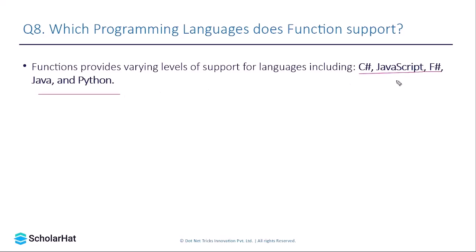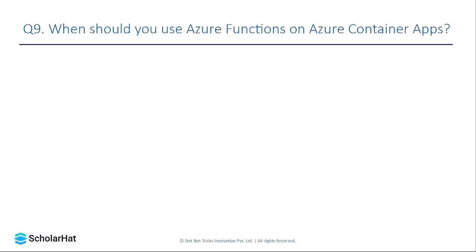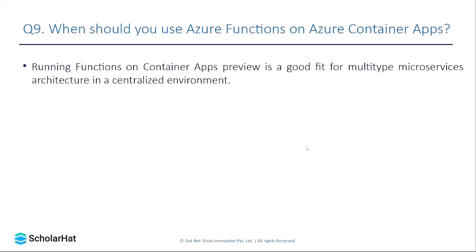You can create your Azure function using C Sharp. You can create it using Python. You can create your function using JavaScript as well. So if you're only proficient in front-end development using JavaScript, you can create your Azure function using JavaScript as well. But from an interview perspective, you can simply say that Azure function is supported by these programming languages. When should you use Azure Function on Azure Container Apps? Running function on a container app preview is a good fit for multi-type microservices architecture in a centralized environment.